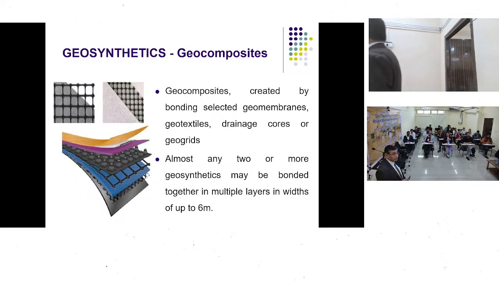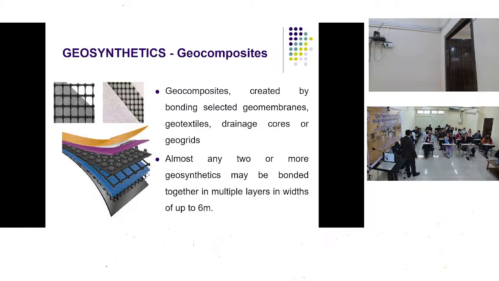Then we have the geocomposites. By this time I think we are able to understand. We have woven and non-woven geotextiles, geomembranes, geonets, and geogrids. Suppose you want a place wherein you want reinforcement as well as a separation layer. I can have a geocomposite which is made up of a geogrid and a geomembrane. The geomembrane will not allow the water to flow in, and the geogrid will give me reinforcement action.